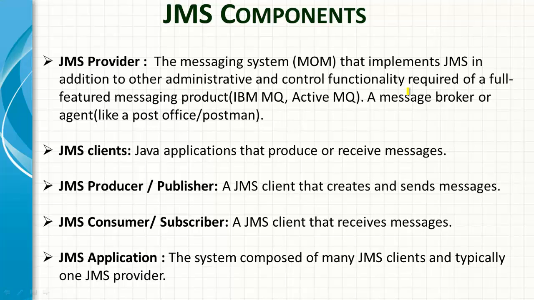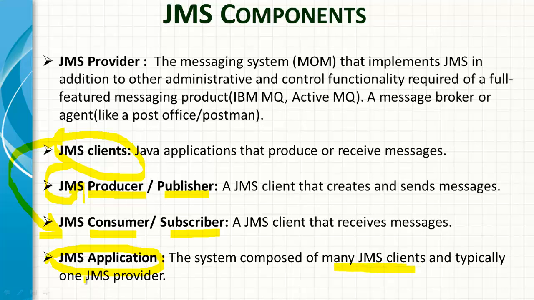Producers and publishers are senders, and they are clients. Consumers and subscribers are receivers. So there are in fact four types of JMS client, which can be segregated into two groups: senders, which are producers and publishers, and receivers, which are consumers and subscribers. A JMS application is composed of many JMS clients and a JMS provider. So the combination of JMS clients and provider creates a JMS application system.